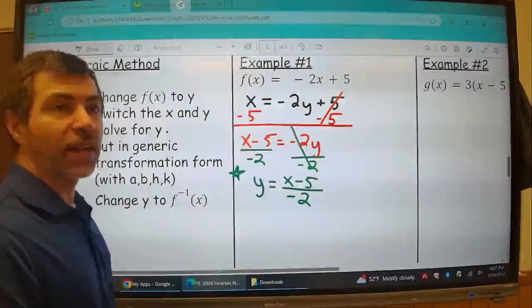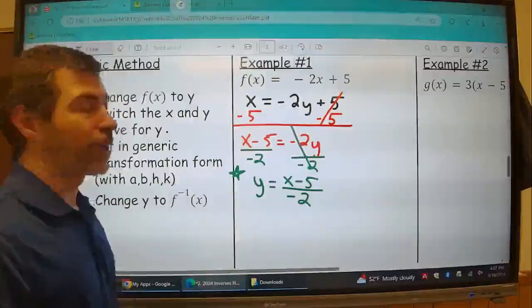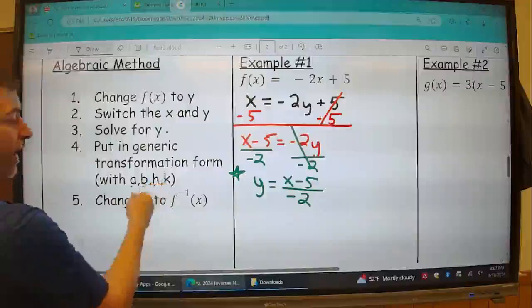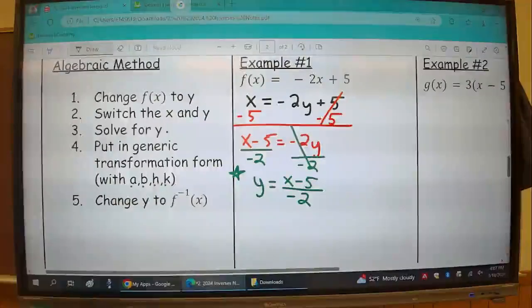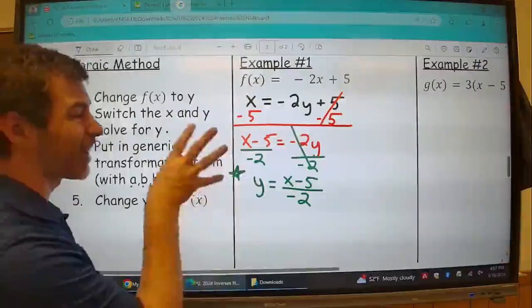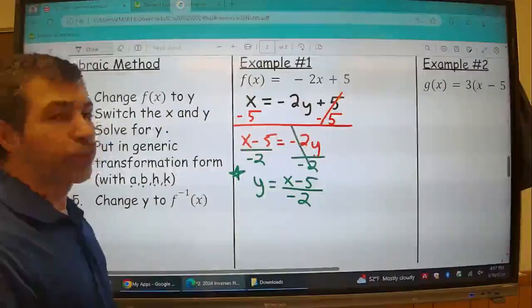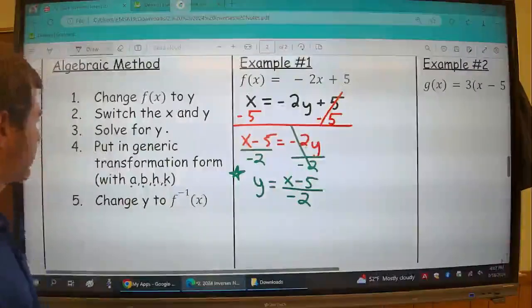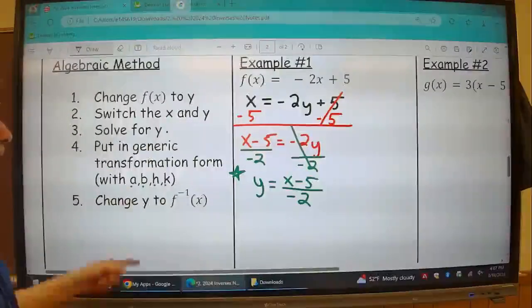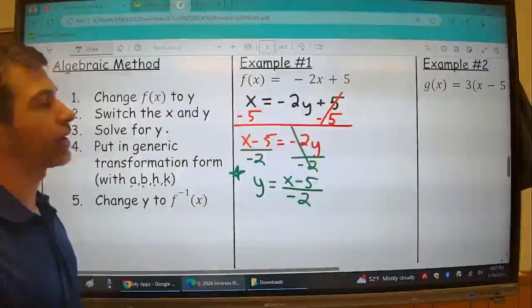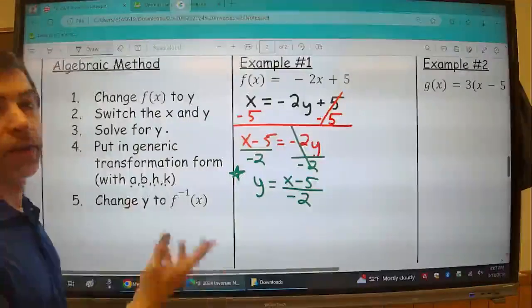If I'm dividing by negative 2, do you know what the transformations are? Do we know what a, b, h, and k are looking at that? That's not wrong for the inverse, but it's not cleaned up. And so we need to clean it up. How do we do that? We put it back in transformation form, and we make the y into the f inverse of x. And I can do those two steps together.